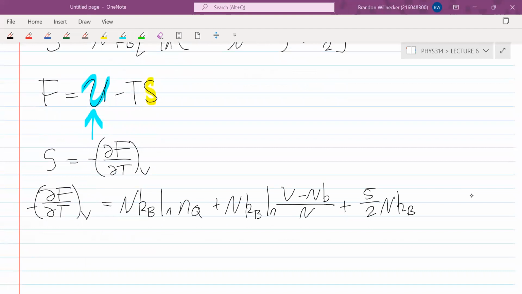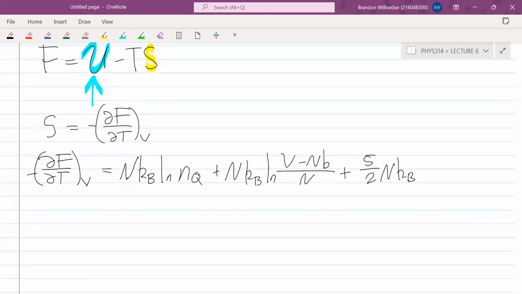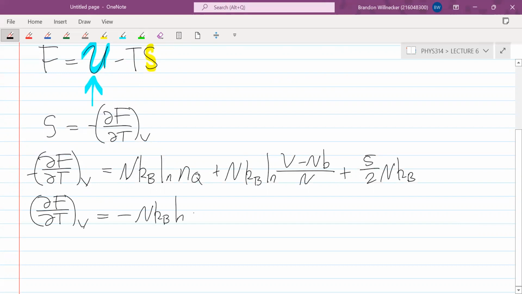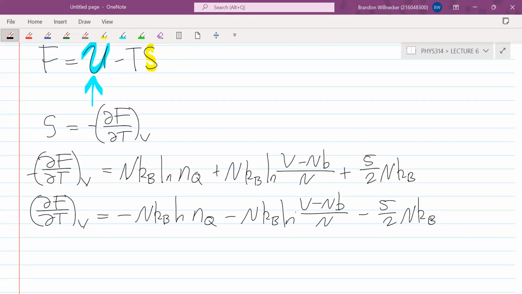Okay, so that is the entropy there. Now, what we can do is integrate this with respect to T, and that will undo the derivative and then give us F. Okay, so let's just put the minus on the other side first. So we have dF by dT, holding V constant, is minus NkB natural log of nQ, minus NkB natural log of V minus Nb over N, minus 5/2 NkB. Okay, good. Let's now integrate with respect to T.